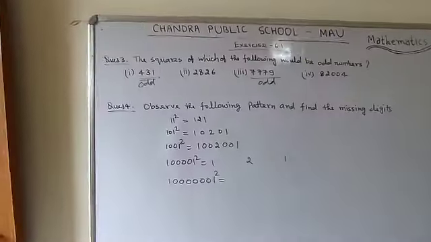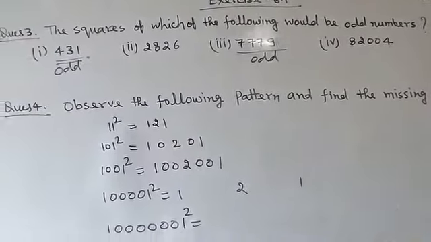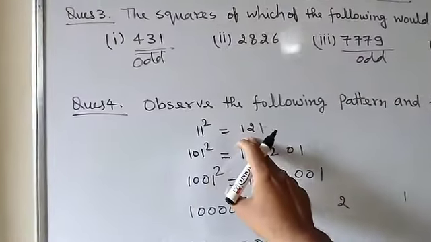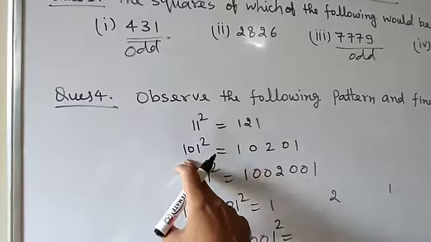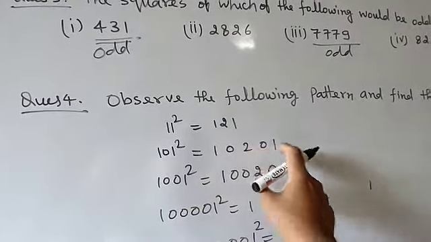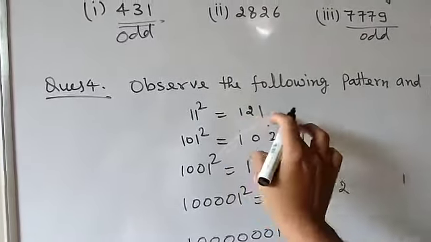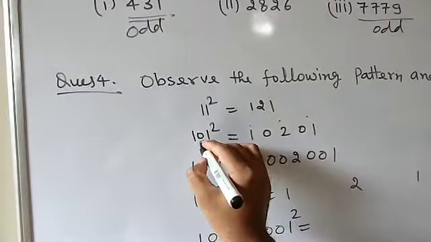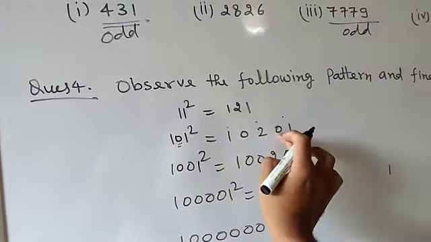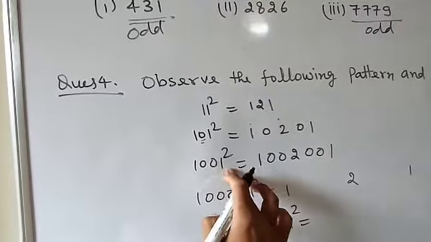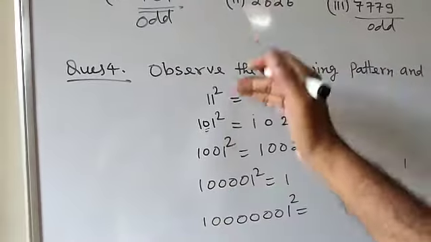You can write it. Question number 4, a pattern is given. Observe the following pattern and find the missing digit. Here you can find 11 squared. All of you know that it is equal to 121. Now if you find 101 squared, you will get 10201. Here you are going to get 121, and if 10 is there, so there is the 0 between. If 1001 squared, then 20 here and 20 here. So that is going to follow a pattern.